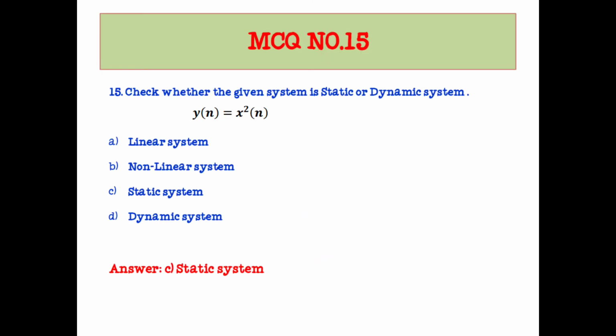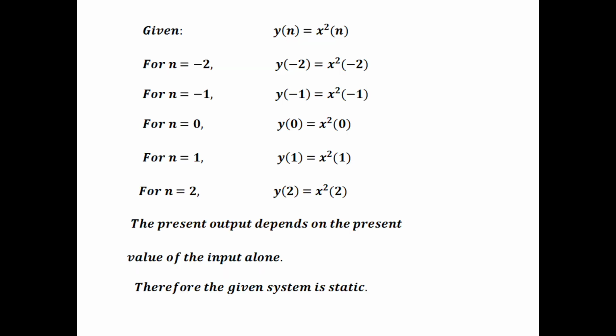Check whether the given system is static or dynamic. y of n is equal to x squared of n. For different values of n you can substitute: in the place of n, you can write -2, -1, 0, 1, 2. The answers are the same. Whatever input you substitute, the input and output values are equal. So both are equal. This system is called a static system.